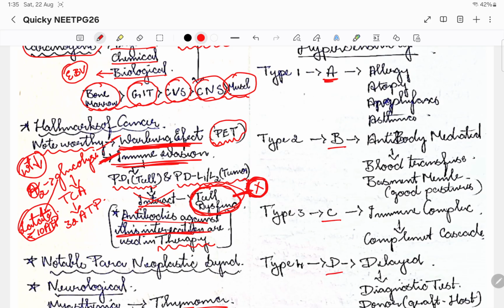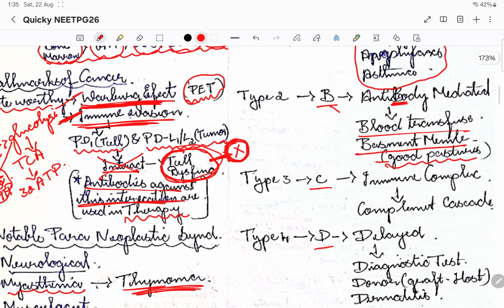Type A is all the A's: allergy, atopy, anaphylaxis, asthma, all of this is type 1 hypersensitivity reaction. Type B is antibody B: blood transfusion, basement membrane diseases like Goodpasture's. More about Goodpasture's we'll learn in nephrology, but for now remember B for B: blood transfusion, basement membrane disease and all these things.